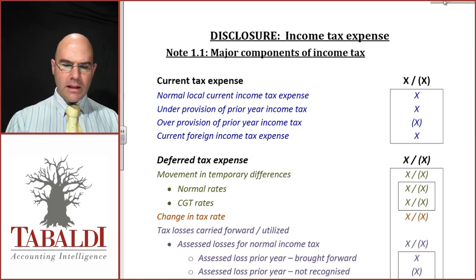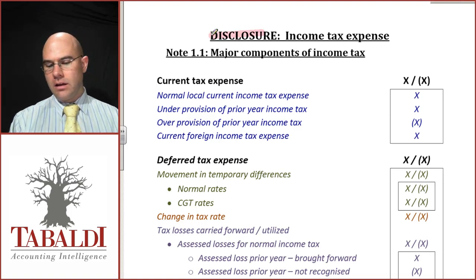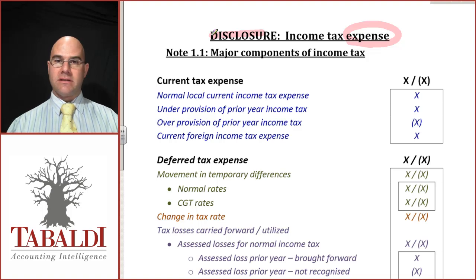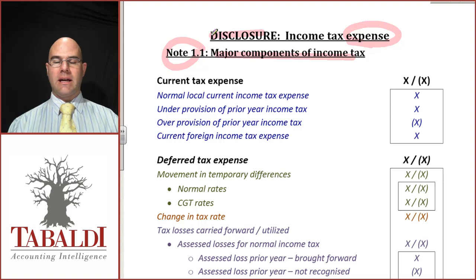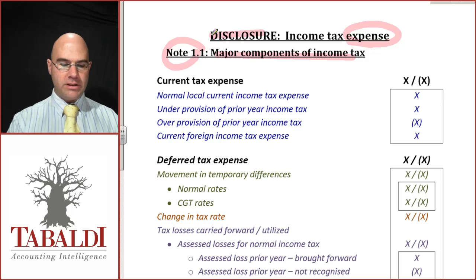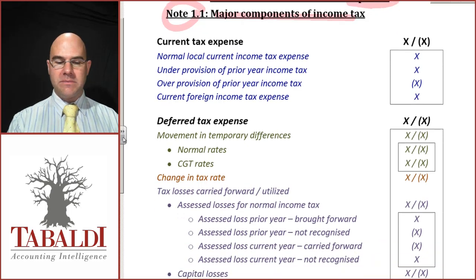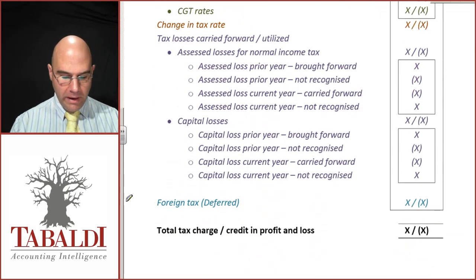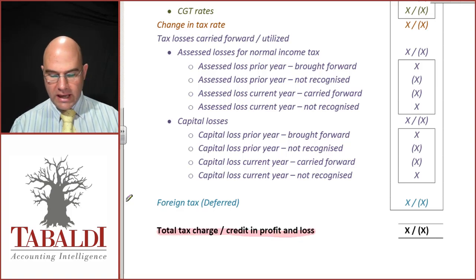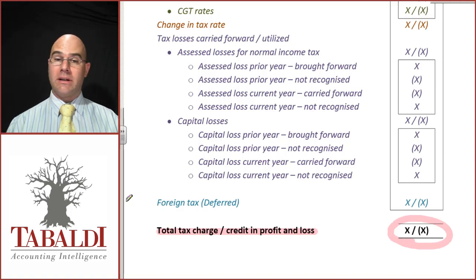So let's start off with our disclosures for income tax. Okay, first of all, the income tax expense. Two components, as we said, made up of major components of income tax, and second of all, there will be a tax rate recon. Let's look at the major components here. The two major components of income tax expense are current tax expense and deferred tax expense, which if you go right down to the bottom will make up my total tax expense going through profit and loss. And please take note that may be a debit or a credit in total.